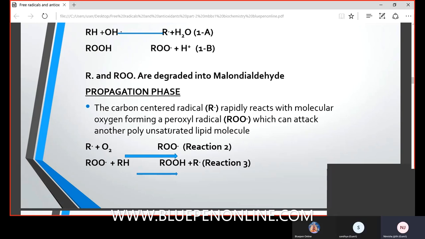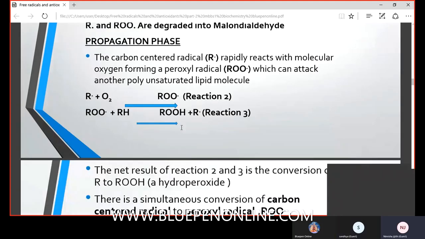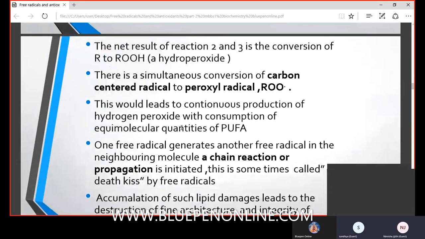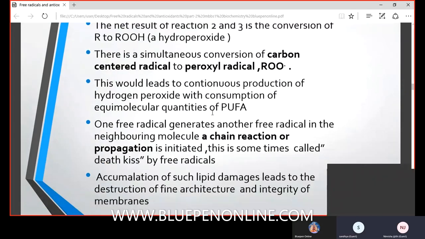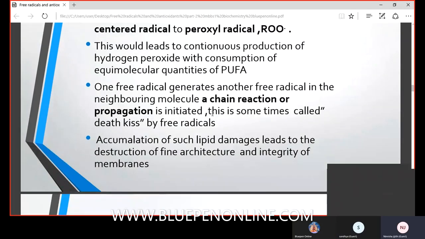So what is the meaning of the propagation phase? What is meant by propagation? Chain reaction. What happens in this case is that one free radical generates another free radical in the neighboring molecule. It's otherwise known as the death kiss by free radicals. Then what happens to our lipid membrane? Accumulation of lipid damage leads to the destruction of the fine architecture and integrity of our membranes.